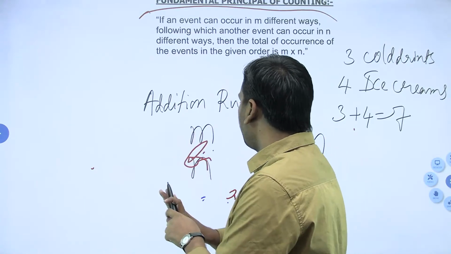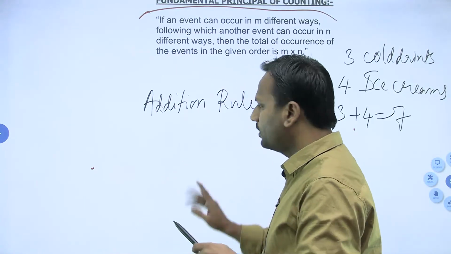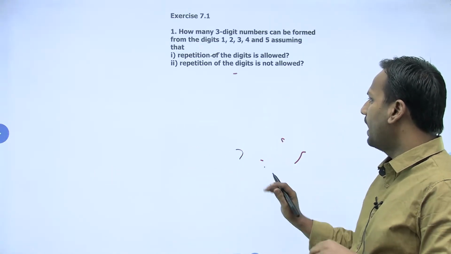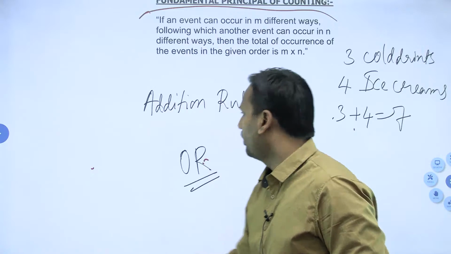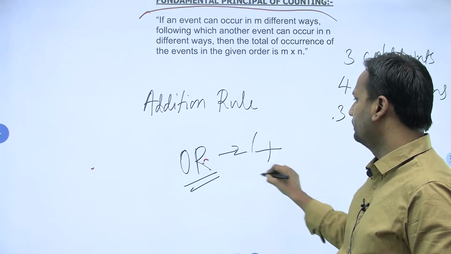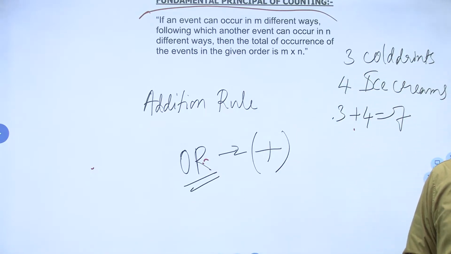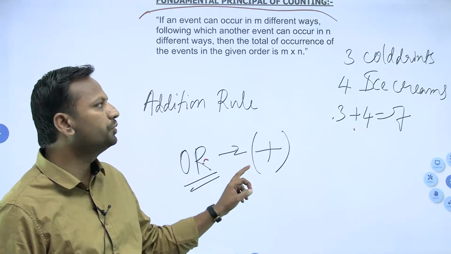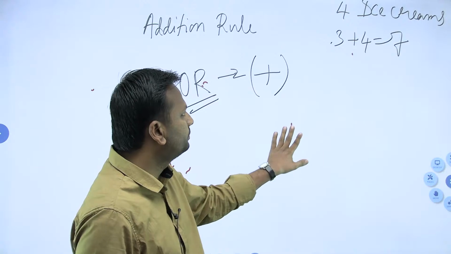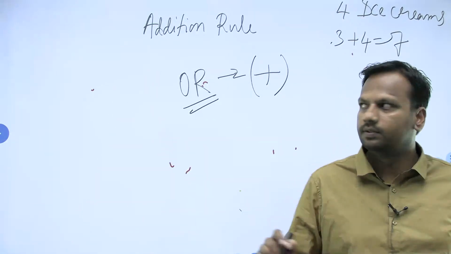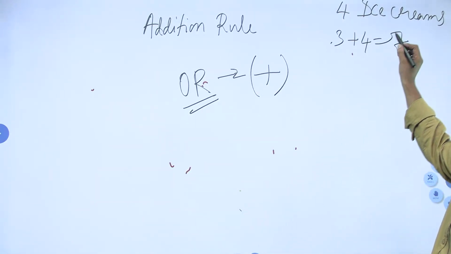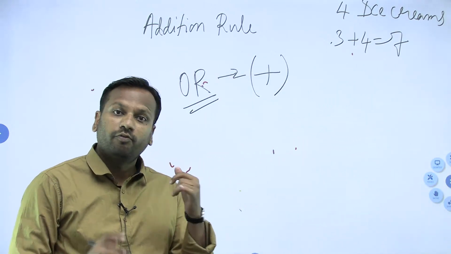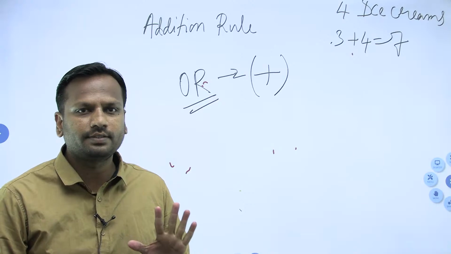And here also one of the words is "or". Whenever the word "or" comes, students, what you have to do? You have to add it. You have to make the addition there. Just see here. You can take either ice cream or cold drink. "Or" means addition, I told you. Whereas "and" means multiplication, "or" means addition. Remember.